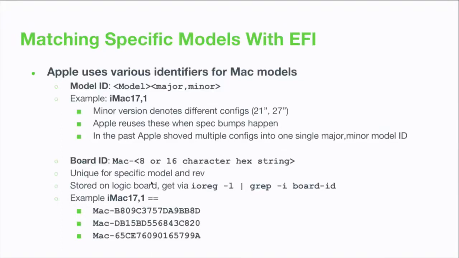So what Apple uses internally is called the board ID, which is an 8 or 16 character hex string prepended with Mac-, and those are actually unique to every model that they ship. So that is how Apple keeps track of what models. And when you look down here, you can actually see that the iMac used to have a laser. Anyway, iMac 70,1 actually covers 3 different board IDs. So it's important to know that the model identifier is not specific enough.